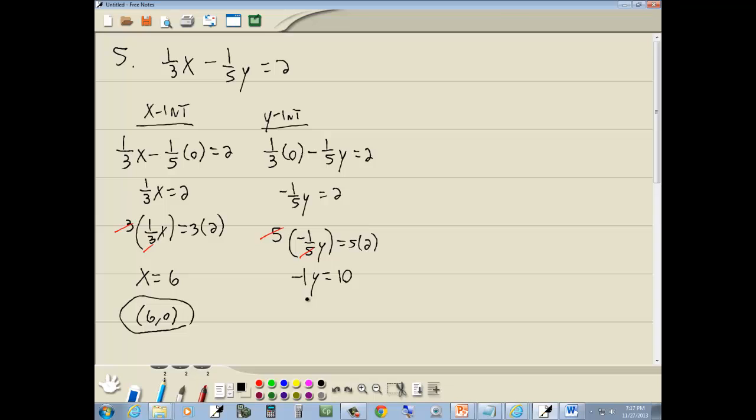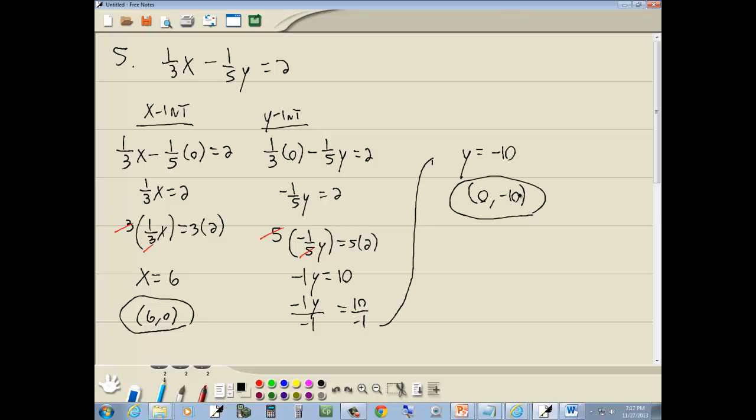Still don't have the y by itself, so now we'll divide both sides by the number in front of our y, which is negative 1. And we get y is equal to negative 10. And if we write that in point form, it'd be 0, negative 10. And that's our answer.